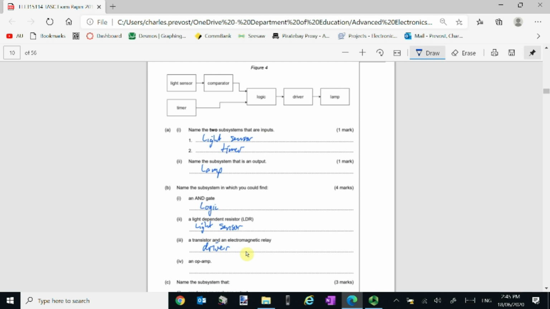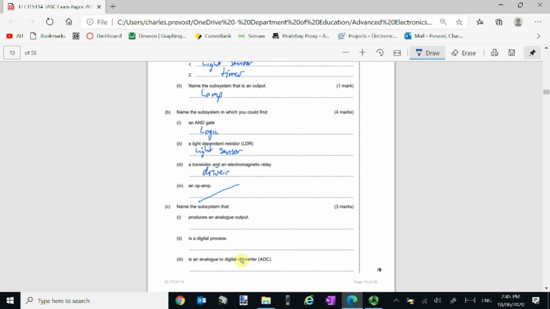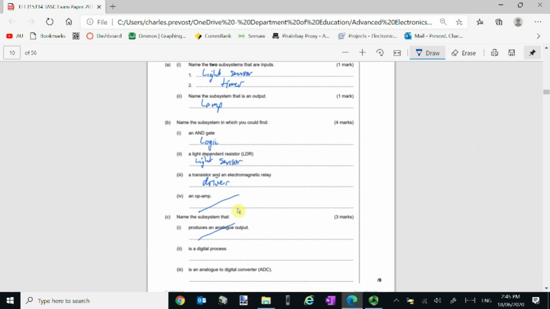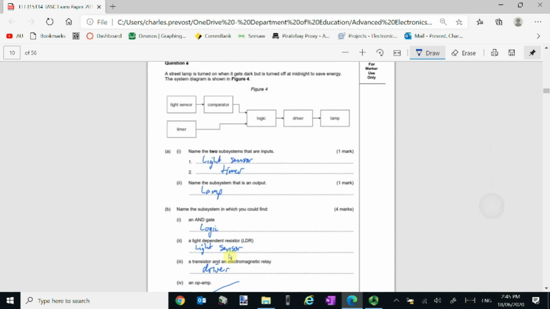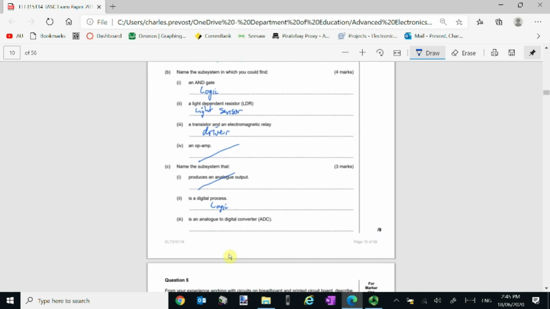Okay, now we haven't covered this. The op-amp would be found in the comparator. So I'll just put it across with that because we haven't covered that yet. Name the subsystem that produces an analog output. That's going to be not related to what we're talking about. However, yeah, no, we'll leave that for the minute. Is a digital process. So that would be the logic gate. So logic circuits are digital. And okay, we haven't covered ADCs really either.